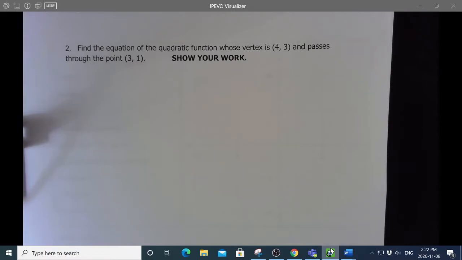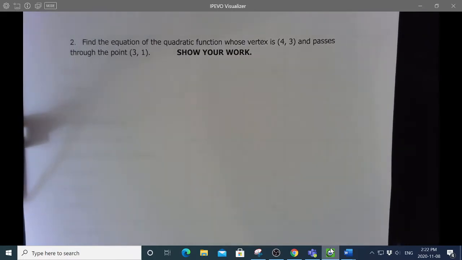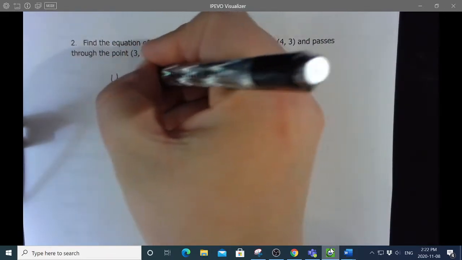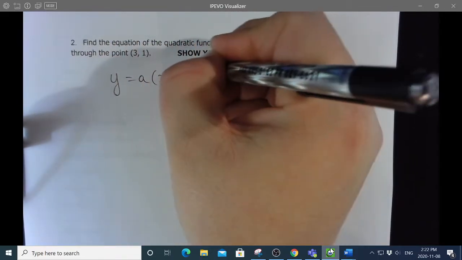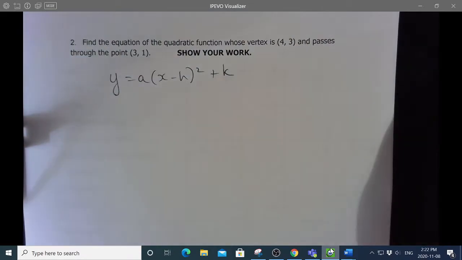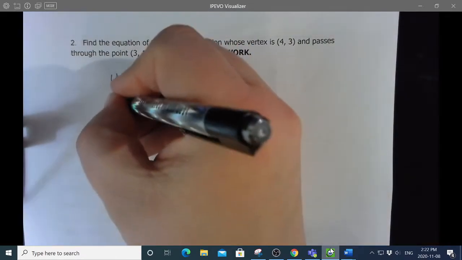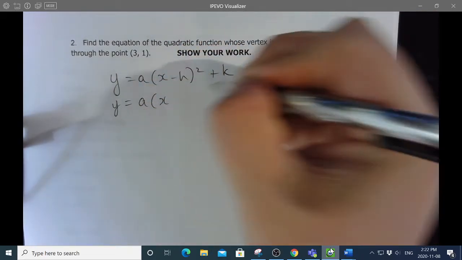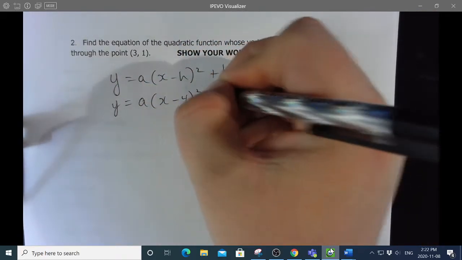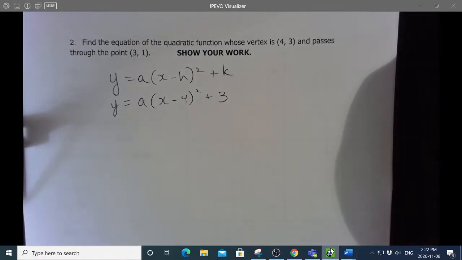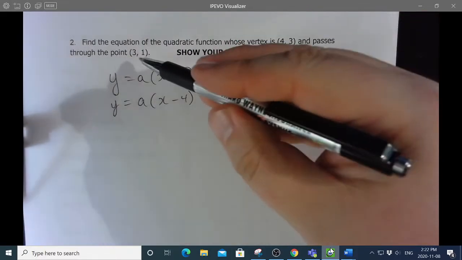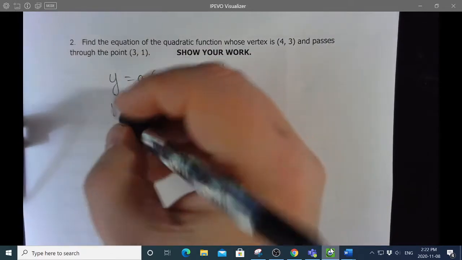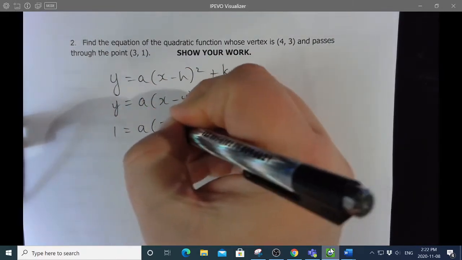Next, number 2. Find the equation of the quadratic function whose vertex is 4, 3, and it passes through the point 3, 1. Okay, so that means y is equal to a times x minus h squared plus k is my vertex form without any numbers. I know that I can plug in the vertex of 4, 3. So that's x minus 4 squared plus 3. And I also know that it goes through the point 3, 1. So to find this a value, when y is 1, x is 3.